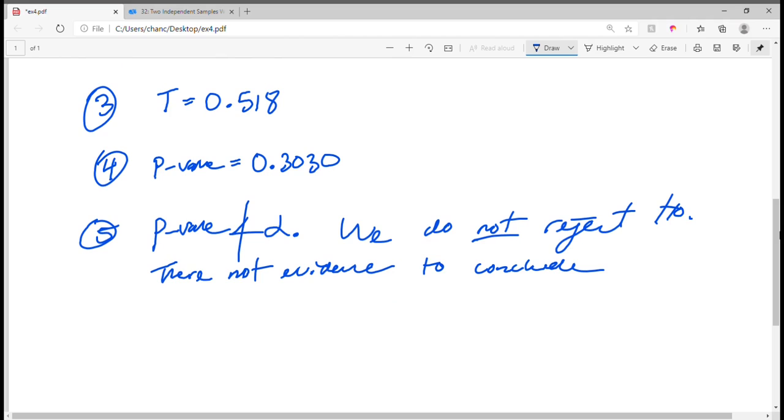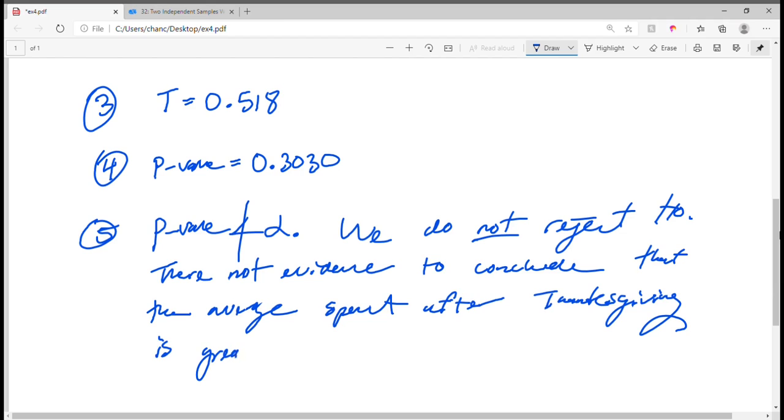There is not enough evidence to conclude that the average spent after Thanksgiving is greater than after Christmas. Since the p-value is not less than alpha, we do not reject the null hypothesis. There is not enough evidence to conclude that the average spent after Thanksgiving is greater than after Christmas.